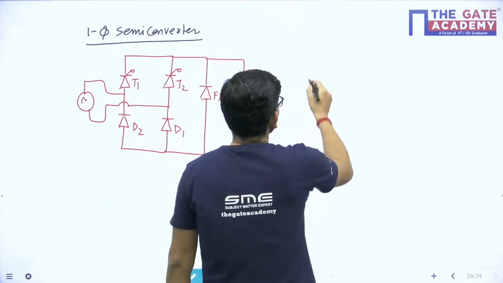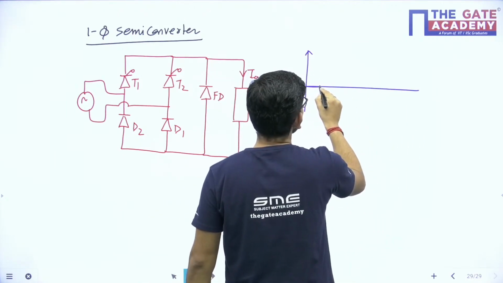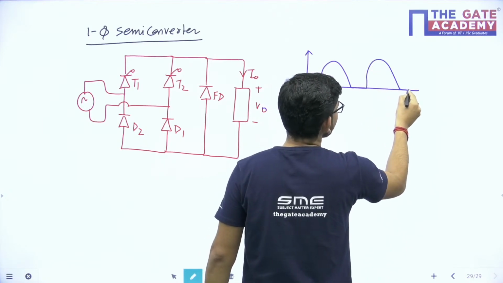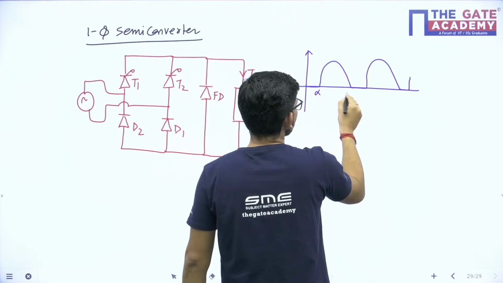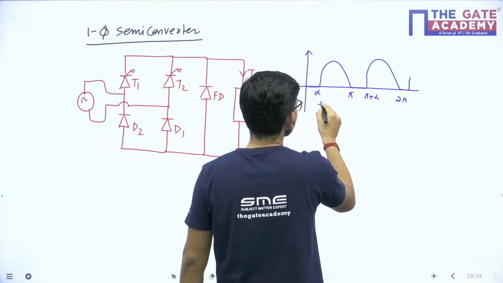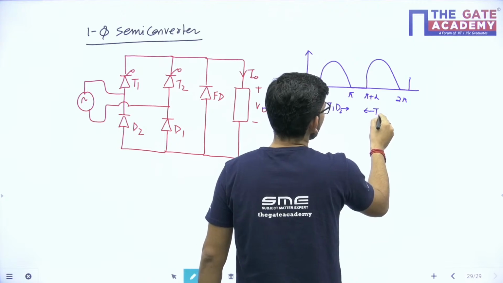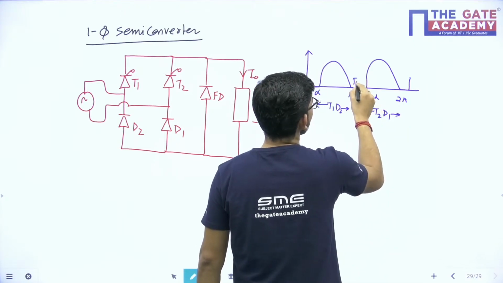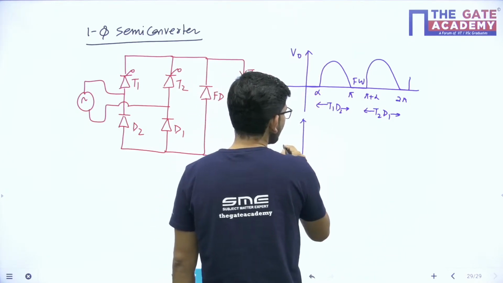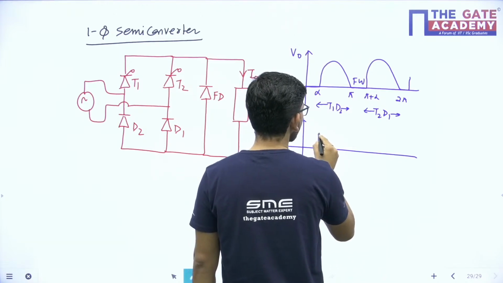Now, what is the waveform if I talk about it? If I talk about the voltage waveform, there will be no negative spike. You can see here there will be no negative spike in the voltage during alpha to pi, and this is for pi plus alpha to 2 pi. During this interval T1 D2 will conduct, and during this interval T2 D1 will conduct, and this is the interval where the freewheeling diode will be conducting. So this is the output voltage waveform. And if I talk about the source voltage waveform, the source voltage waveform will now have a quasi nature.